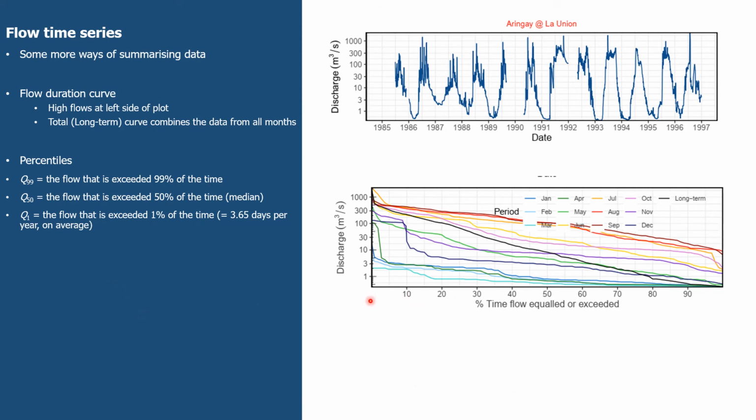Often we will talk about percentiles, and because we're interested mainly in floods in this workshop, we're interested in the very low percentiles, the 5% or the 1% or the 0.1%. In other words, the largest events that we see in the record. So we can write these percentiles as Q99, flow exceeded 99% of the time, Q50, the median, the flow exceeded 50% of the time, and Q1, the flow exceeded 1% of the time. Just a reminder, that's 3.65 days per year on average, 1%. So it's a few days per year we're talking about when we talk about Q1.